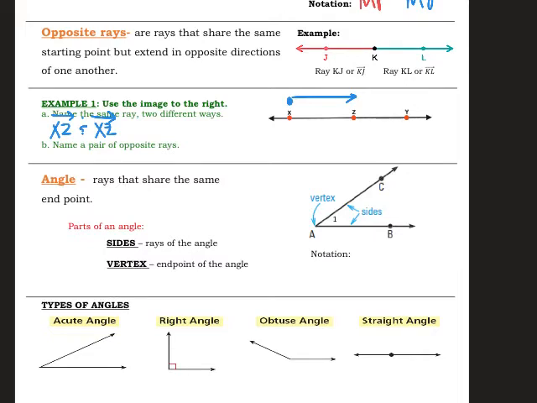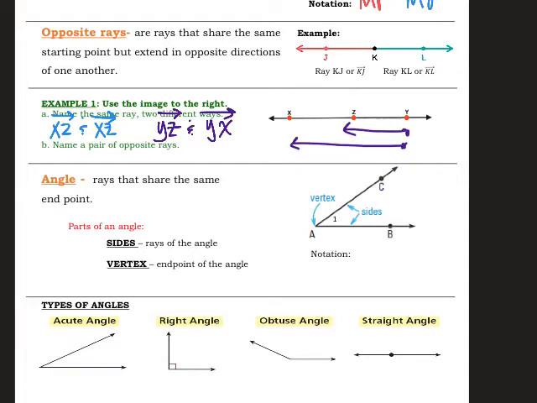What if I call it Y to Z? What would be another name for ray Y to Z? Y to X? Do you all agree that those would be the same rays? That they would eventually include the same points? Yes or no? Yes, okay, so then that would be Y to Z and Y to X. All right, we're going to do opposite rays now.